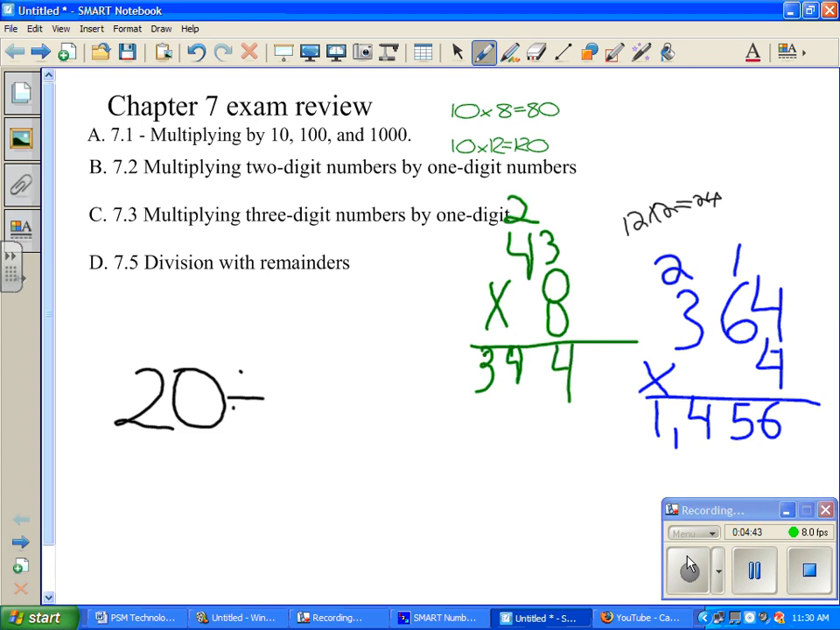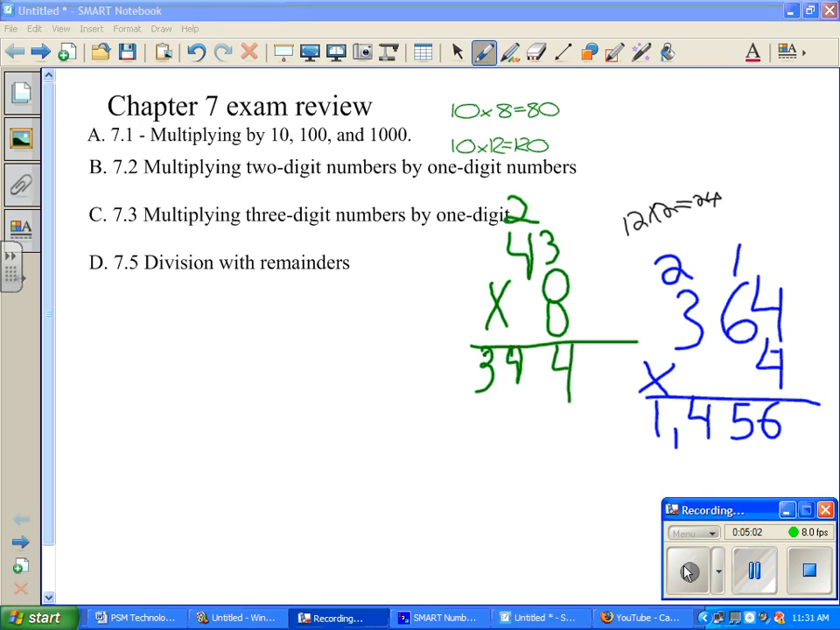20 divided by 7. Okay, and that's not correct.